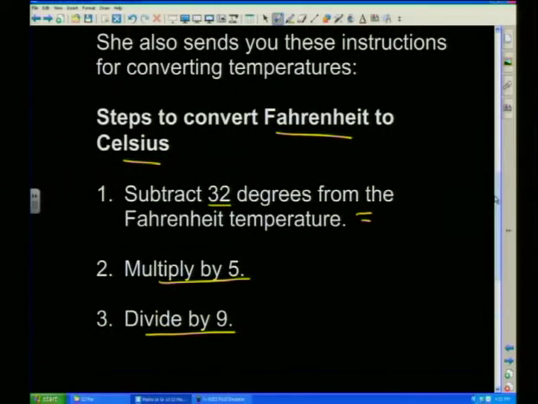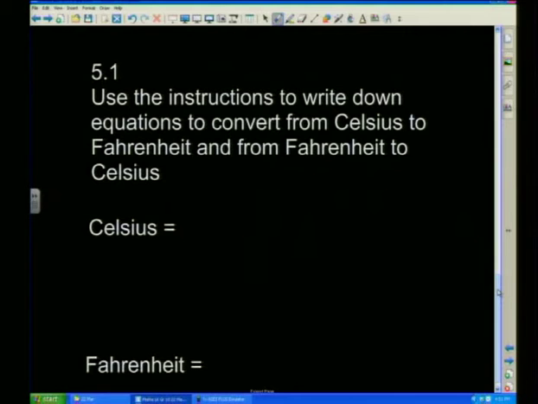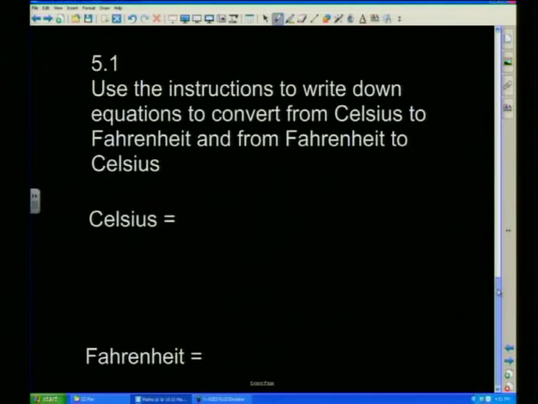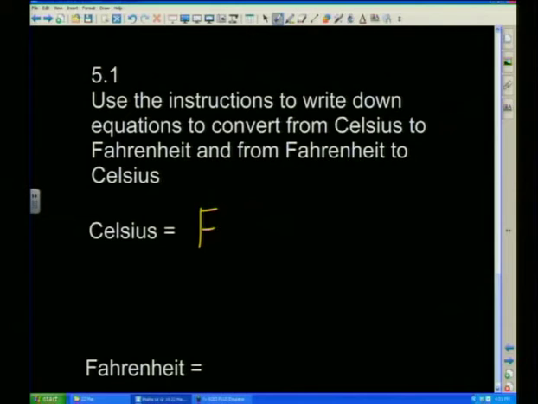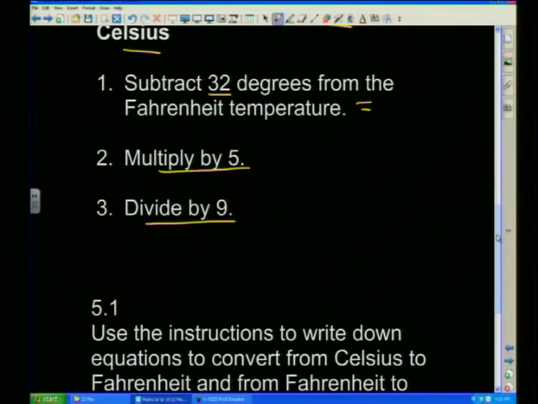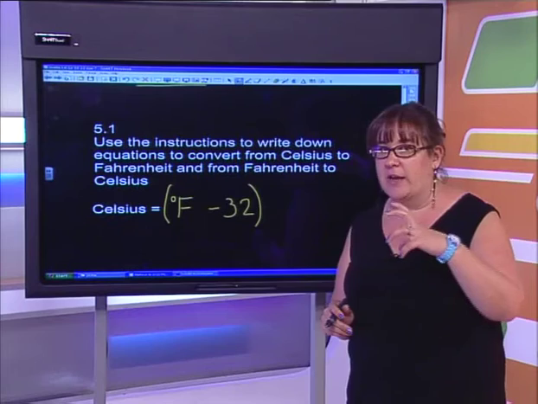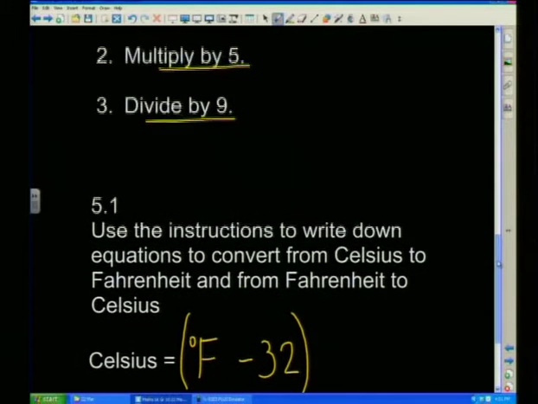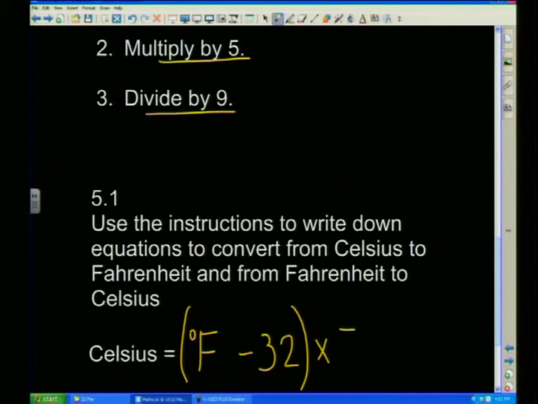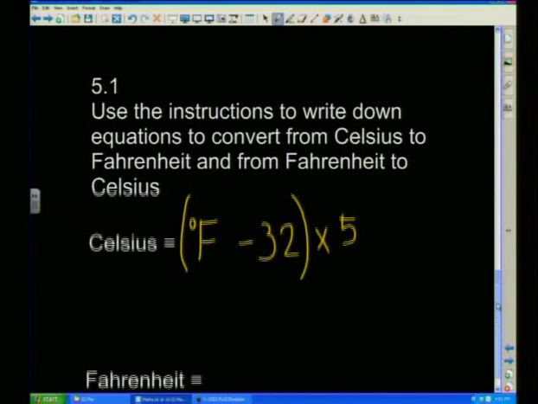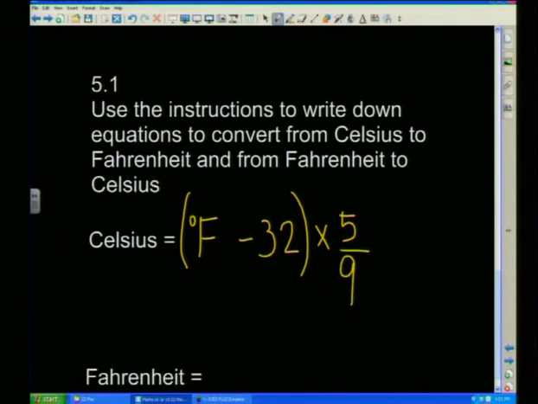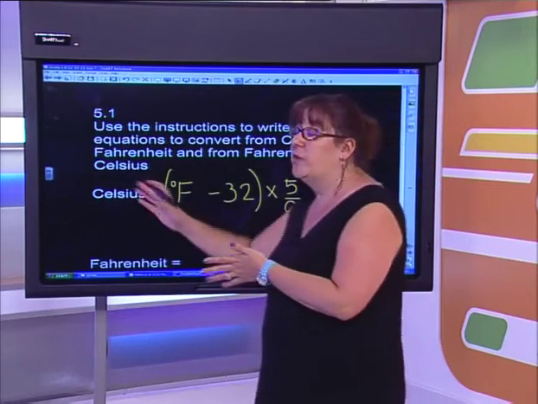We've got converting Fahrenheit to Celsius, so let's do that first. So Fahrenheit to Celsius, your Celsius is your Fahrenheit temperature minus 32. We subtract 32 from the Fahrenheit temperature, and I said you must do that first, so we're going to put a bracket around it. Then I need to multiply by 5 and divide by 9. So that is my formula for degrees Celsius.